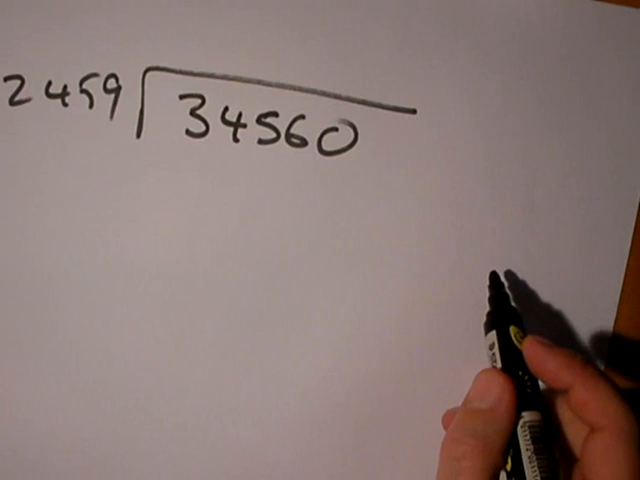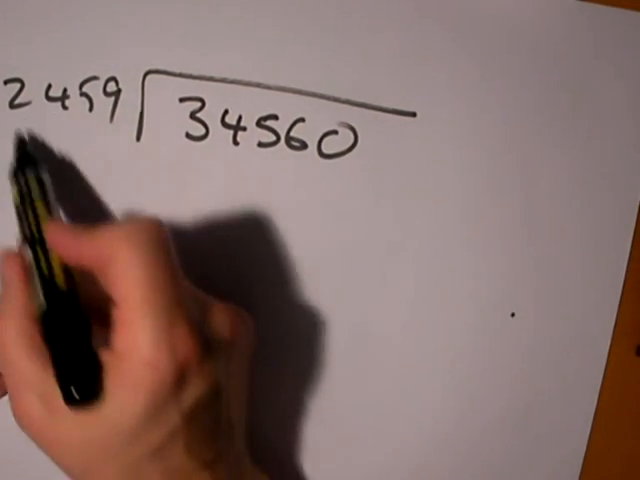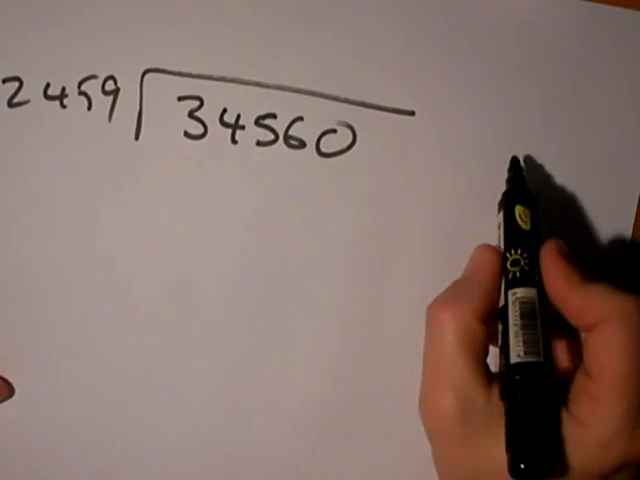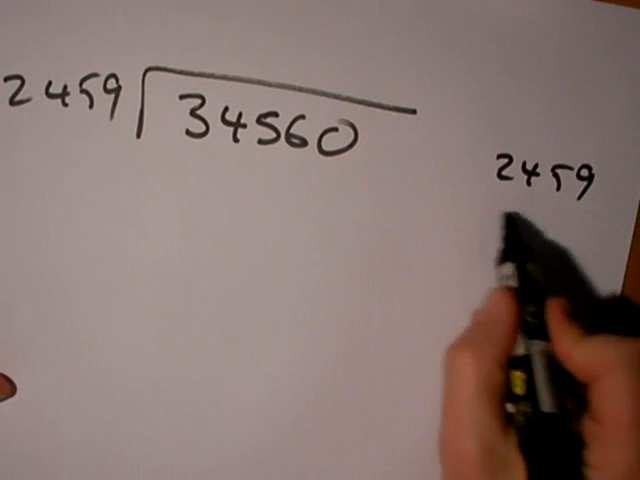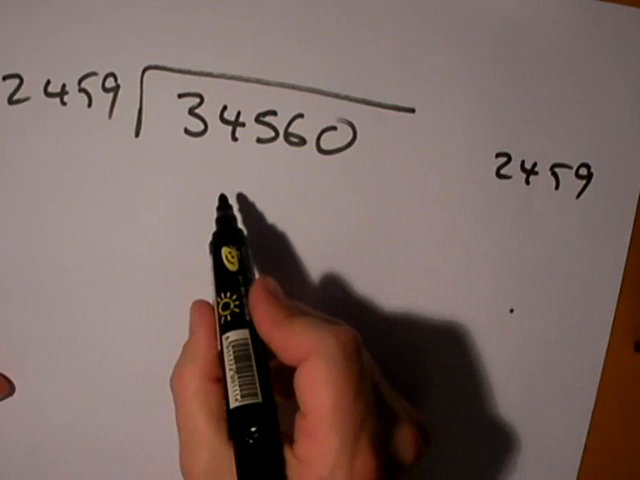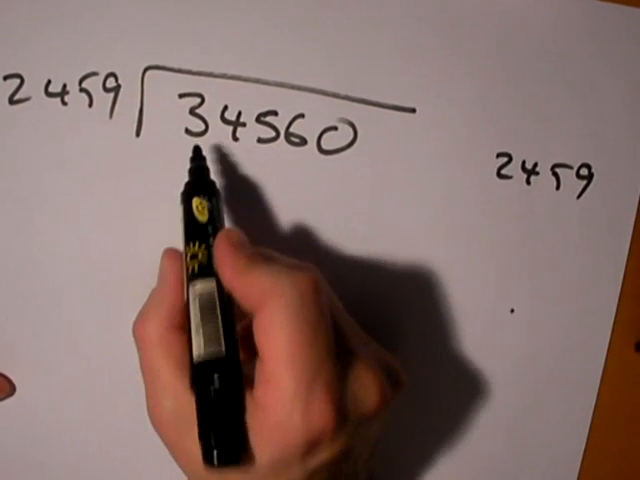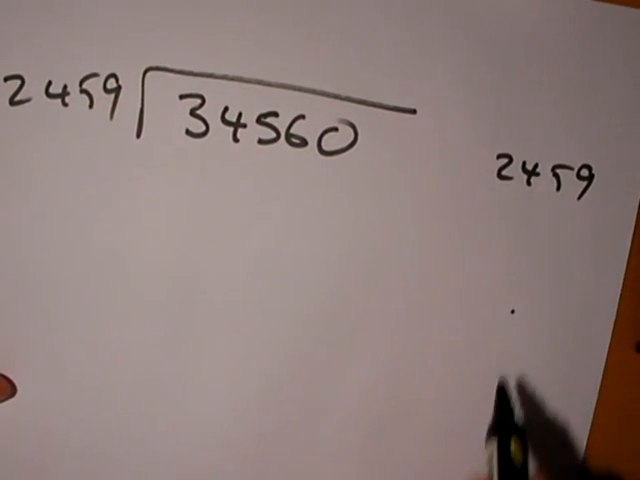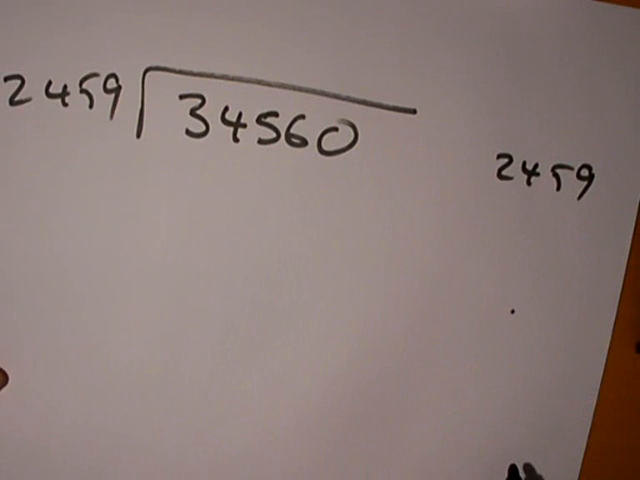is perhaps the best way of doing it. I don't know my tables of 2459, so I'm going to start by doing this, but it's going to take me an awful long time, a lot of adding up to do that. So what I need to do is decide how many of these go into this and how many of my times tables I'm going to have to bother to write down.